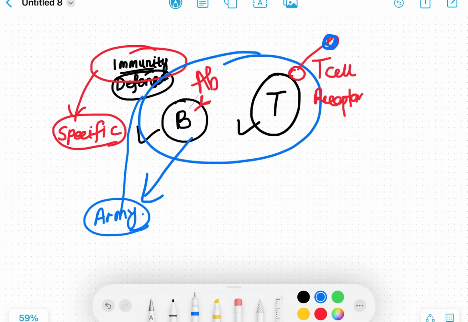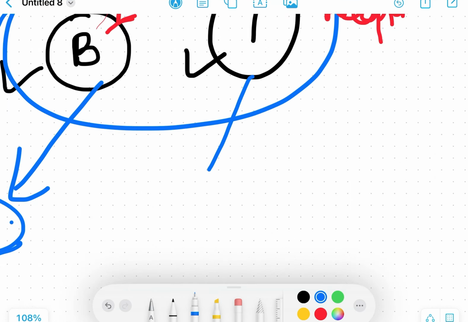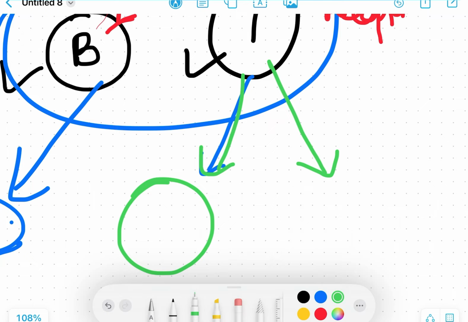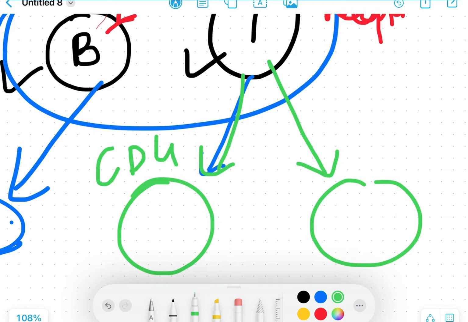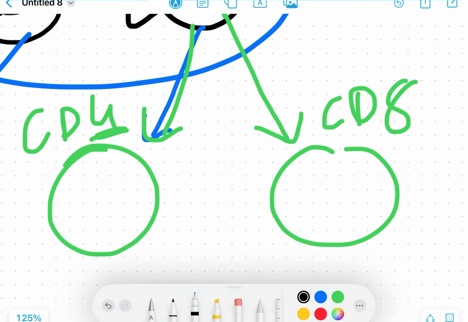Another thing is T cell is divided into two types. Two types means two cells. What are they? Those that have CD4 and those that have CD8. CD means cluster differentiation. Cluster differentiation means only this group has the 4, which is a number of a protein. Remember that. 4 and 8 are numbers of a protein.